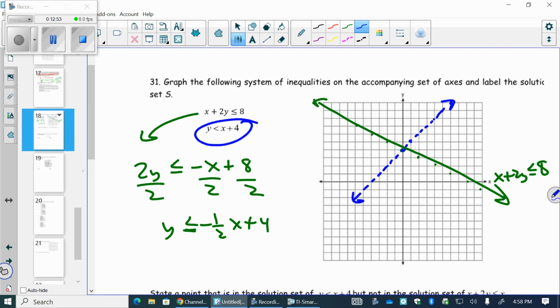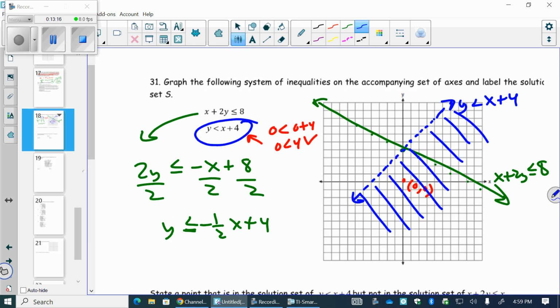Okay. So now what we need to do is figure out where to shade. So you can do a test point. I'm going to test the point 0, 0 because it's not on either line. So let's say I plug 0, 0 in here. I have 0 is less than or equal to 0 plus 4. 0 is less than 4. That's correct. So I have to shade below the blue line.